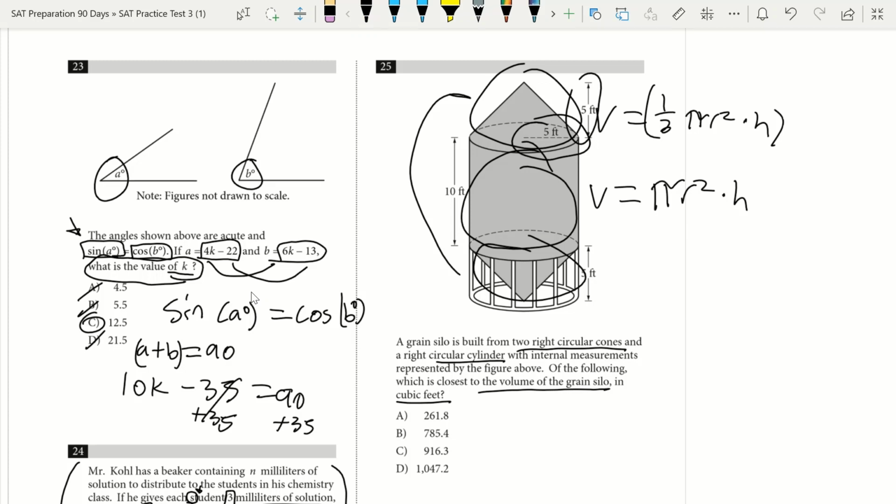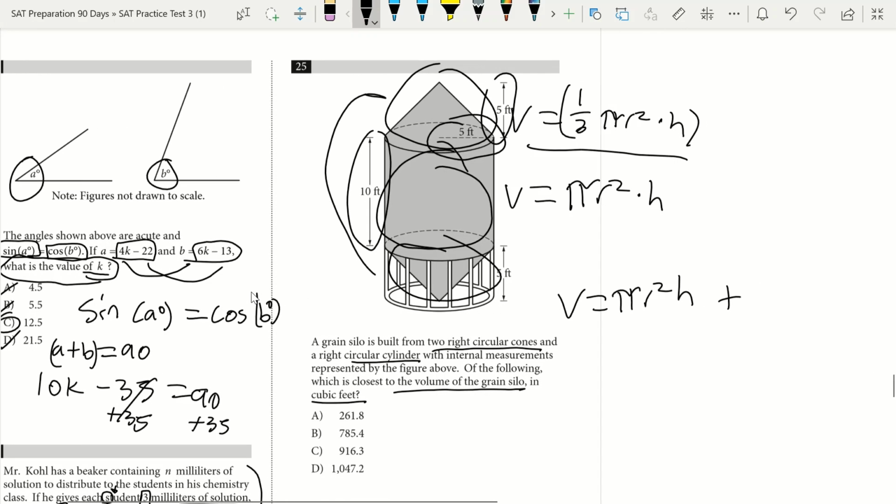So what we can do is take that 2 and just put it right here on top of that 1/3. Now we have 2/3 instead of 1/3. I'll rewrite it just because I want you to see that that's the volume equation there. Our total volume is going to be pi r squared times this height here, which is 10 feet, plus that 2/3 pi r squared times the height of our cone, which is 5 feet, so times 5 feet.